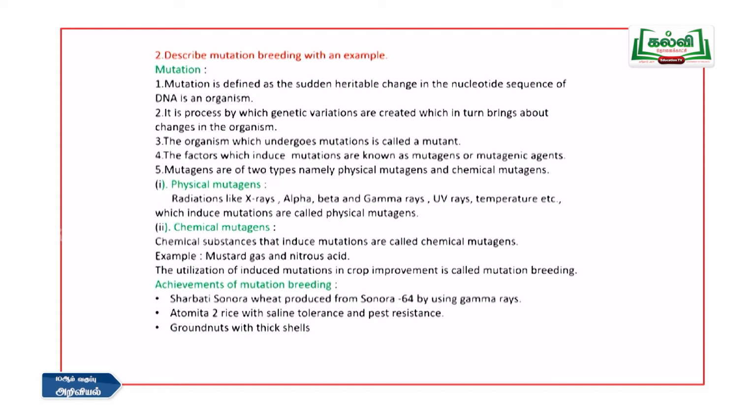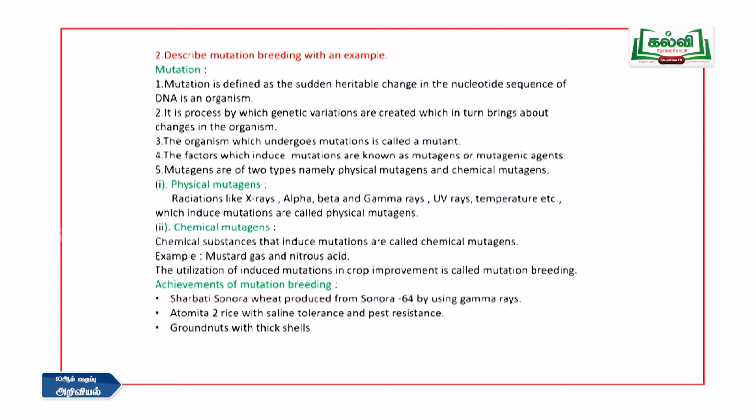Mutation. Here also 5 points are given. Point number 1, mutation is defined as the sudden heritable change in the nucleotide sequence of DNA in an organism. Point number 2, it is a process by which genetic variations are created, which in turn brings about changes in the organism. Point number 3, the organism which undergoes mutation is called a mutant.